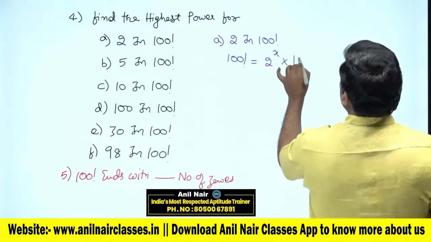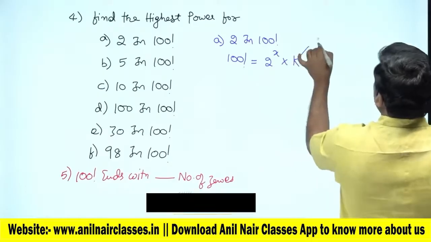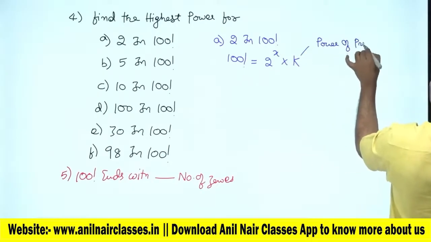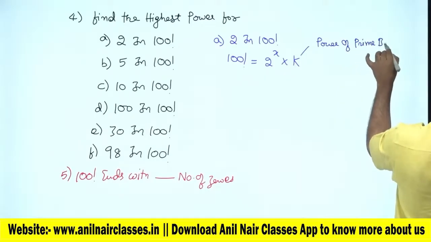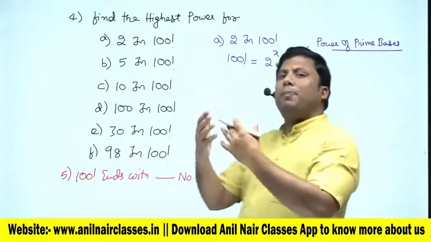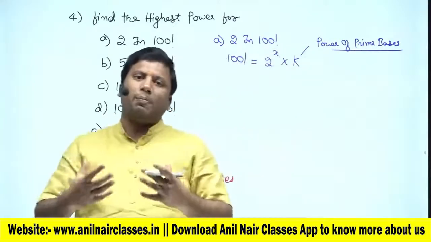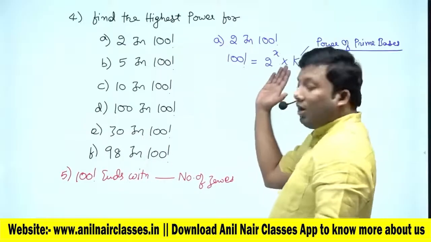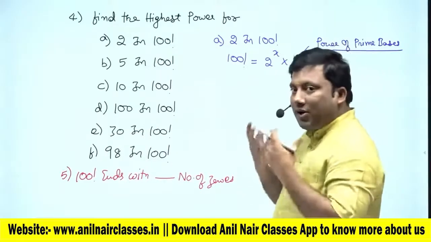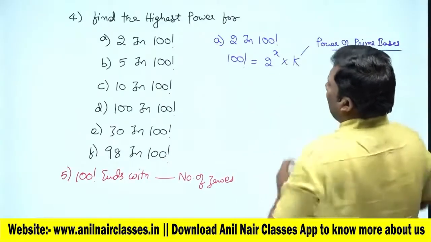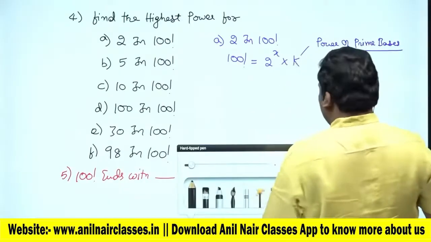2 power x into k. What is k? K is the power of prime basis: 3 power, 5 power, 7 power, 11 power, 13 power, 17 power, and so on up to 97 power. It is always good to write like this because there are certain problems which can be solved very neatly by writing like this. 100 factorial.